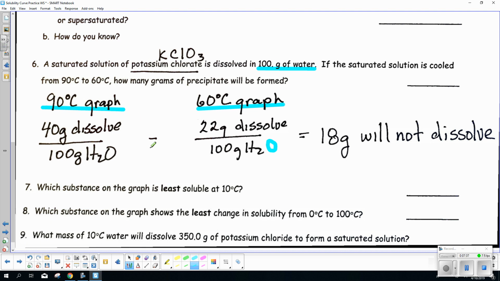So what's the difference? If you take 40 minus 22, that means that when you cool the solution, 18 grams will not dissolve. It settles down at the bottom of the container, and again, no matter how much you stir the solution, it will not dissolve. Complete the rest of the questions based on the video, and you should be successful with that.